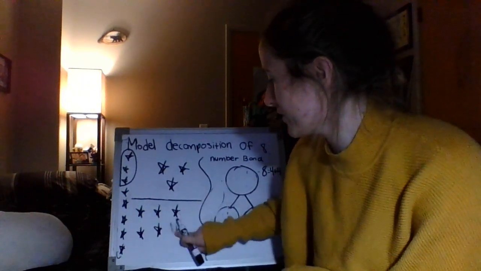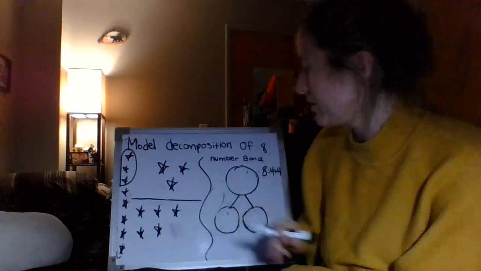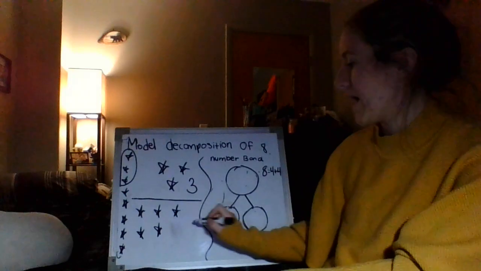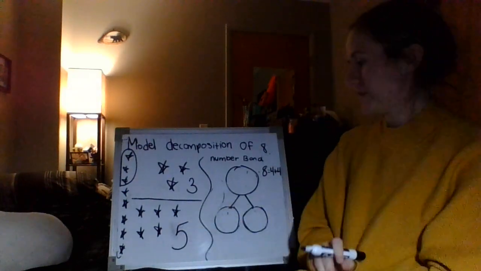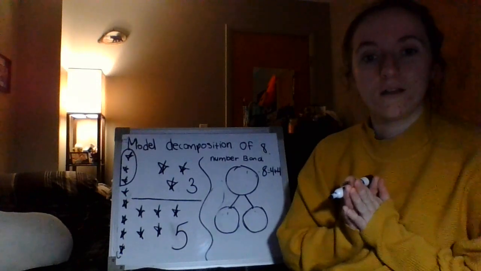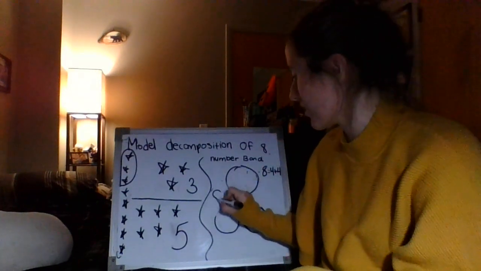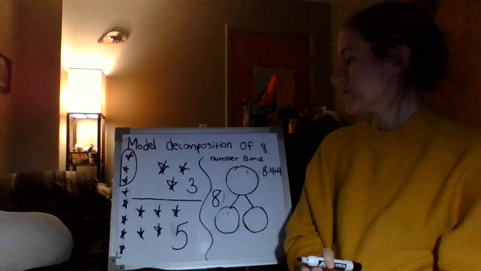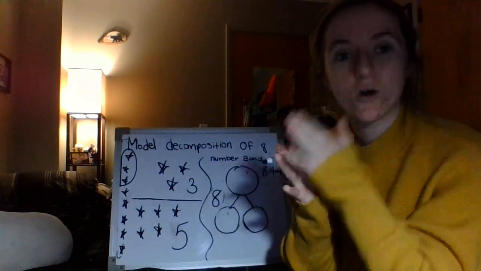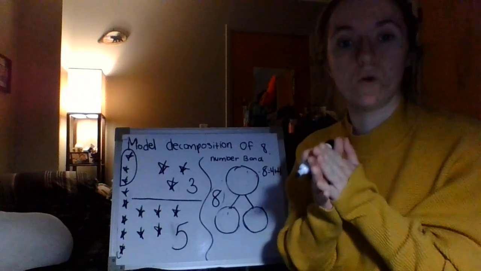5. Great job. So I said I have 3 stars up here, and I have 5 stars down here. And how many stars again do we have all together? Great, we have 8 stars all together. So we're saying that 5 plus 3 equals 8. So our parts make our whole.